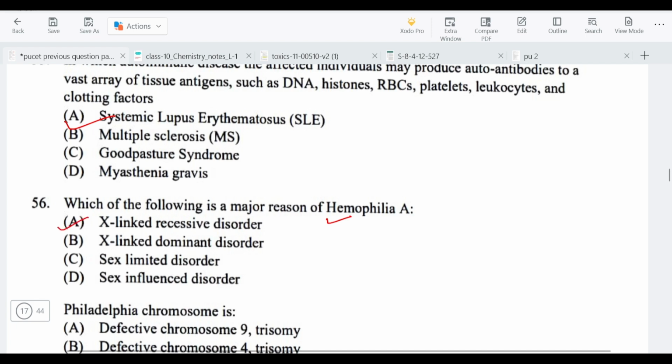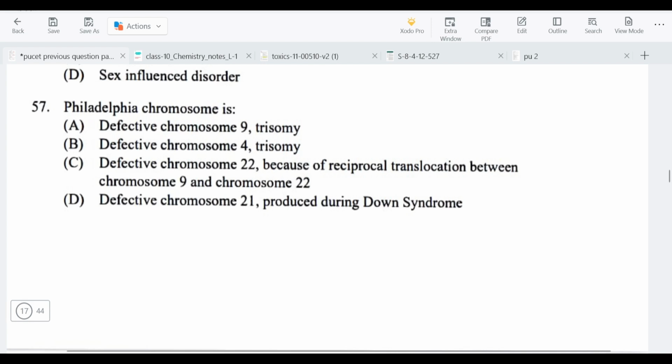Next, Philadelphia chromosome is, the correct answer here is defective chromosome number 22 because of reciprocal translocation between chromosome 9 and chromosome 22. What is reciprocal translocation? Say this is chromosome 9 and this is chromosome number 22. A segment from chromosome 22 and a segment from chromosome 9 will be cut off and inserted here, and this segment will be inserted here. This is reciprocal translocation, right?